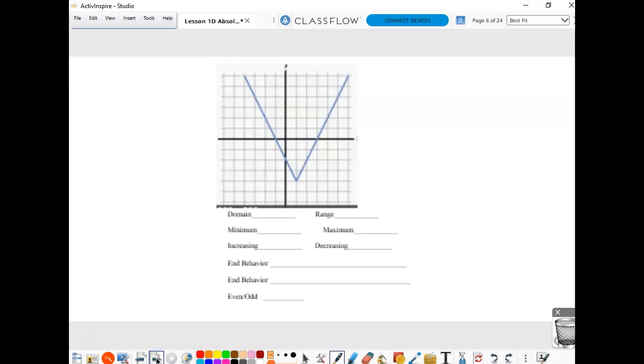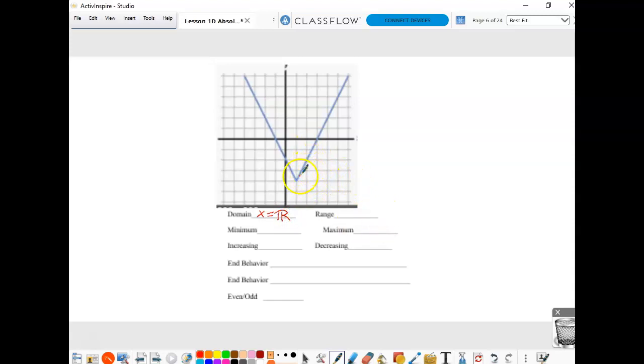All right, so our first graph here, it's a V. We're going to see a lot of these today, actually. The domain being all of the x values. It looks like it covers the entire x-axis. So I'm going to say x is equal to all real numbers for the domain.